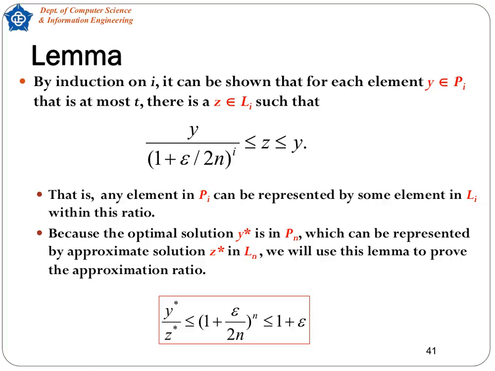Since the true optimum y* lies in P_n, this lemma ensures there's an approximate solution z* in L_n for which y* is less than or equal to (1 plus epsilon/2n) to the power of n times z*, which is less than or equal to 1 plus epsilon times z*. That immediately gives us our final 1 plus epsilon approximation ratio.